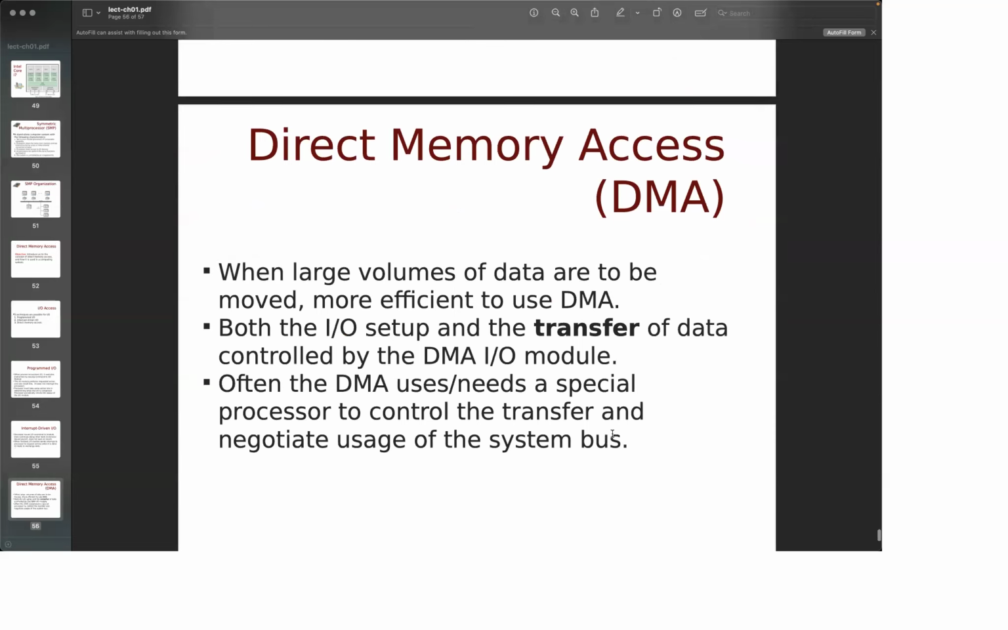And the one we mentioned is direct memory access. When we have a large volume of data to be moved, we had better use DMA. So both the IO setup and the transfer of the data are controlled by the DMA and IO modules, that means the driver. Often DMA needs a special processor to control the transfer and negotiate usage of the system bus. Direct memory access is just like transferring a big bulk of information.